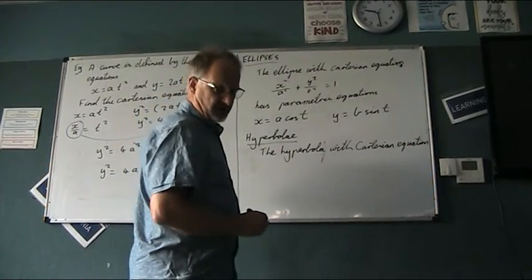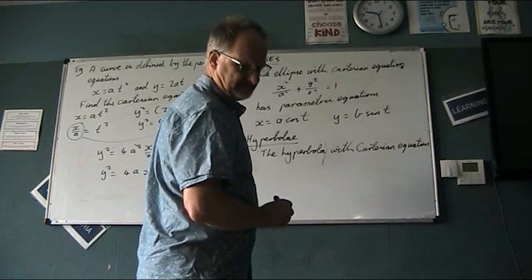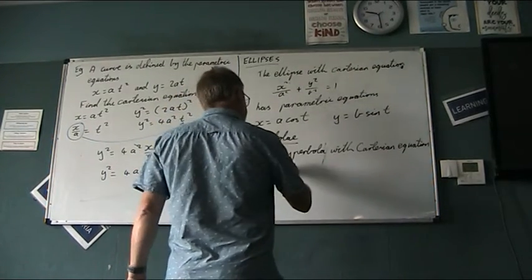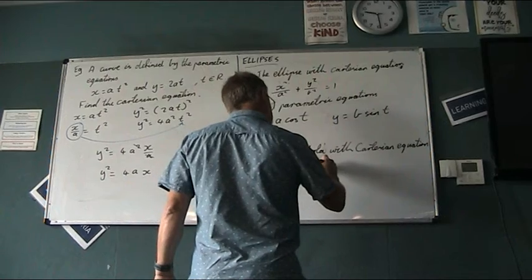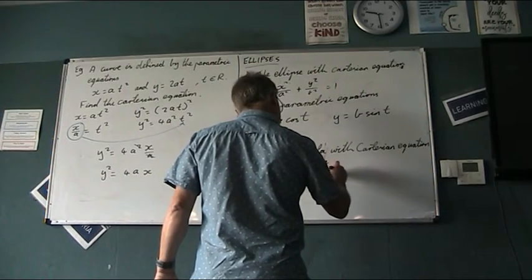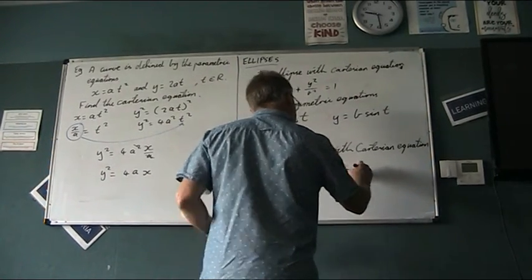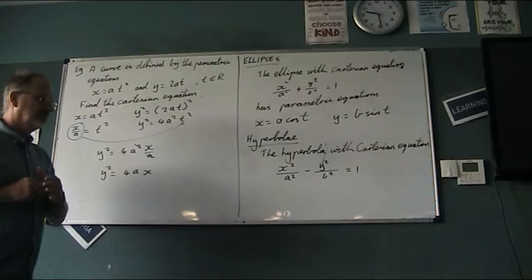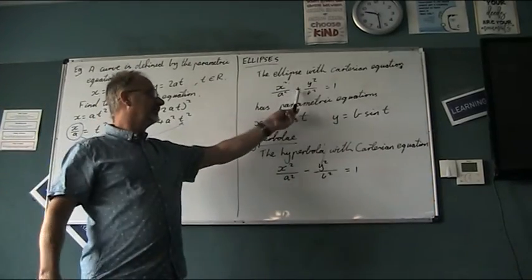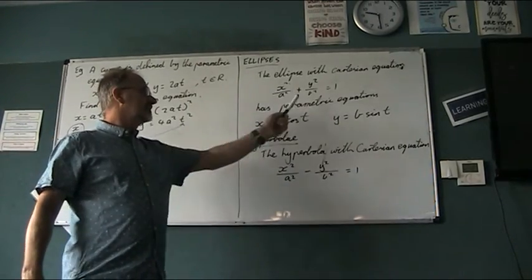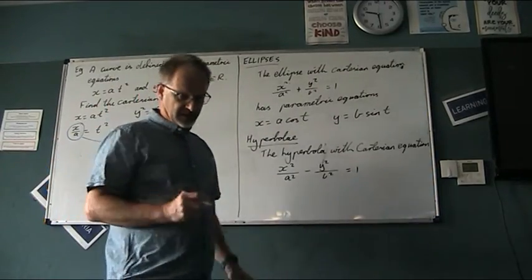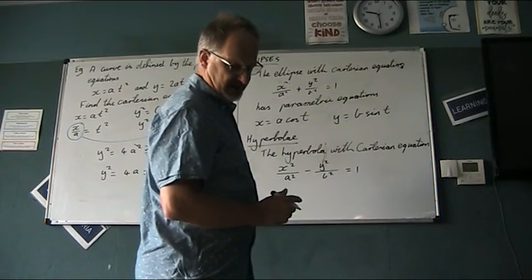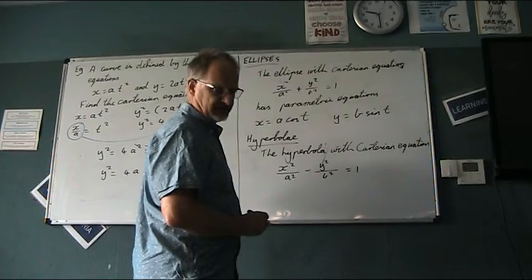And of course, hyperbolas have a similar equation to the ellipse. There's a minus here instead of a plus, and so they're parametric equations.